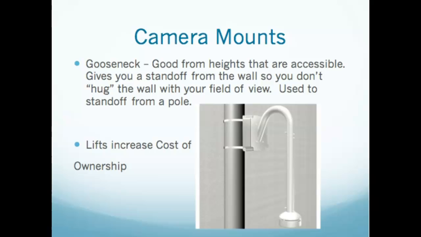Most companies don't have a lift. They have to go rent one. They're rather expensive, and there went your cost of ownership. So if you're going to use a gooseneck, measure from the bottom of the camera itself to the ground. Try to keep it 15 feet or less. But if you're tight to the pole, you're going to see that effect of that hand against your nose, right? So the gooseneck has a purpose of opening up the view behind the camera. The pole is still going to be in the way, but not nearly as much as it is if you had it strapped directly to the pole.